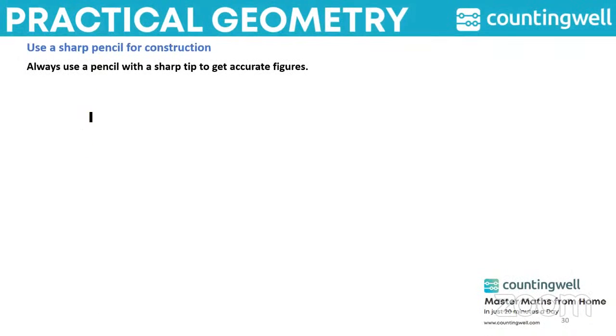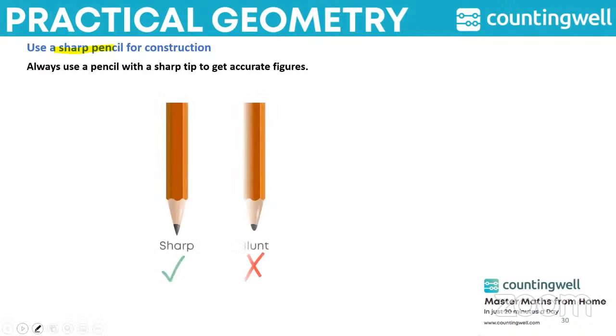Let us see some tricks for practical geometry. You should always use a sharp pencil for the construction because this will take you to accurate figures. So always use a sharp one as shown here instead of the blunt.